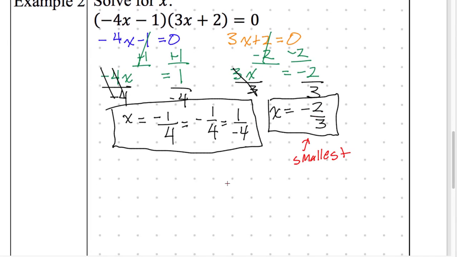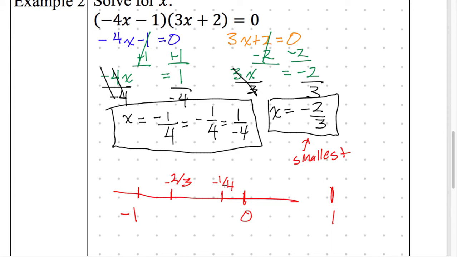It is this one, because if I look at a number line, let's say that this is 0, this is 1, this is negative 1. Negative 1/4 is about right here, and negative 2/3 is about right here. So negative 2/3 is farther to the left on the number line, whereas negative 1/4 is farther to the right, even though they're both negative values.